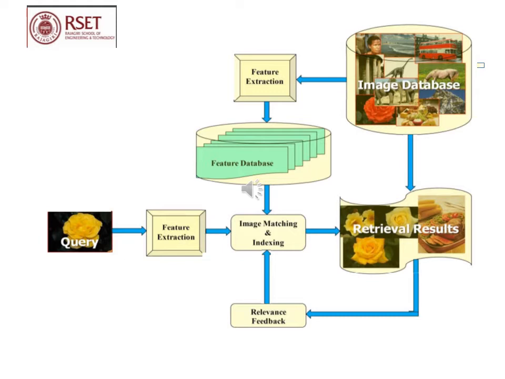After that, we have a set of images in the dataset or database. This is a standard dataset called the Corel dataset, which has a collection of different classes of images like Africans, mountains, and trains. In this dataset also we are extracting the features, and after that we are storing them in a feature database. So we already have features from our query image and also features from the dataset.